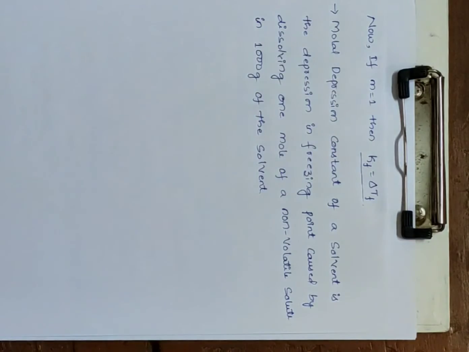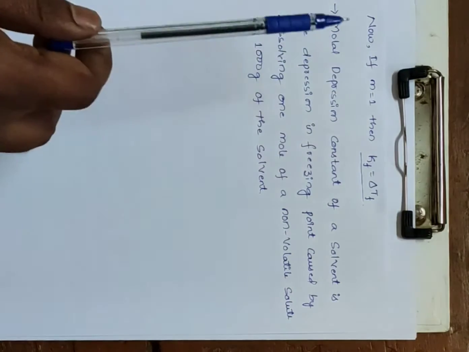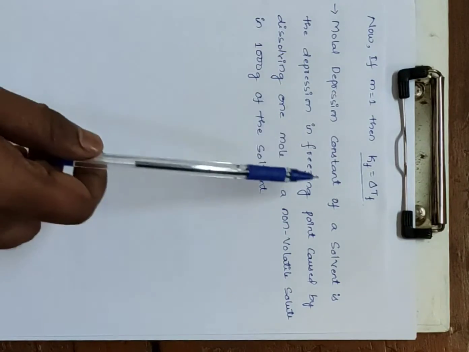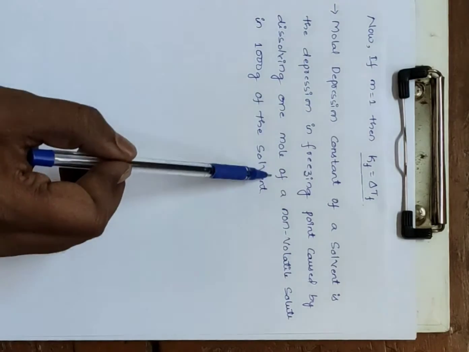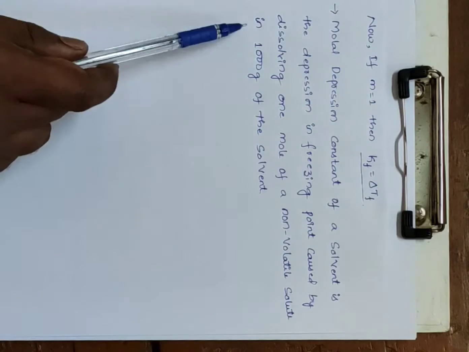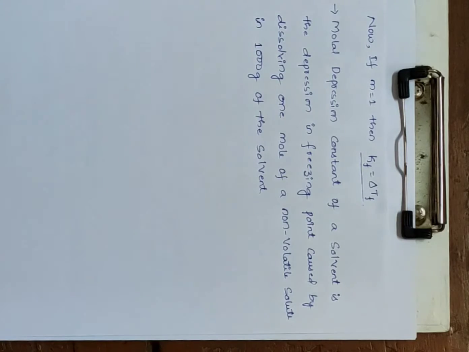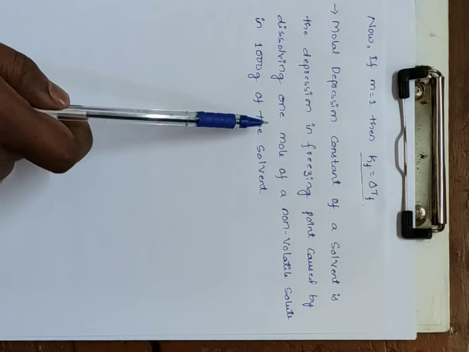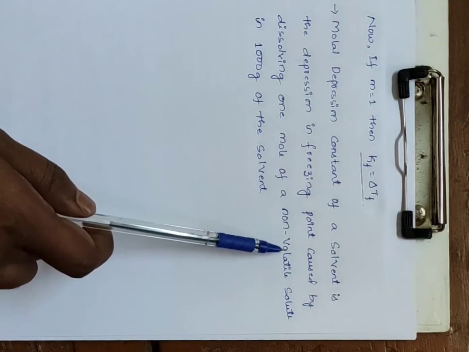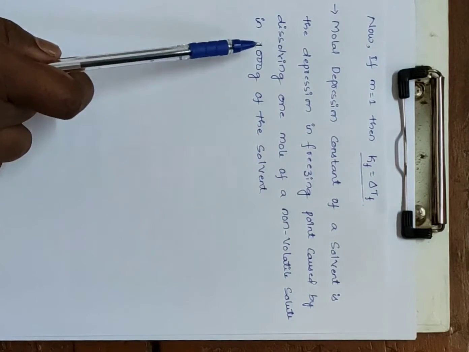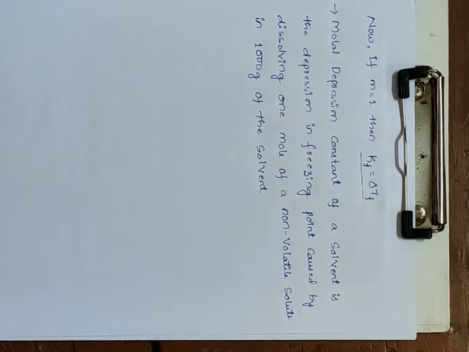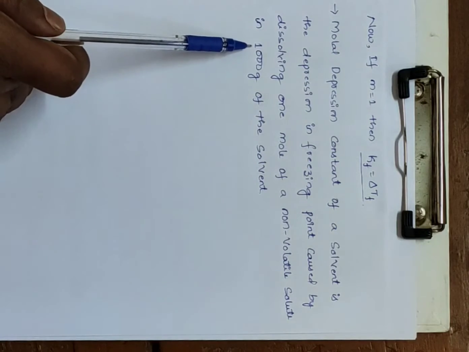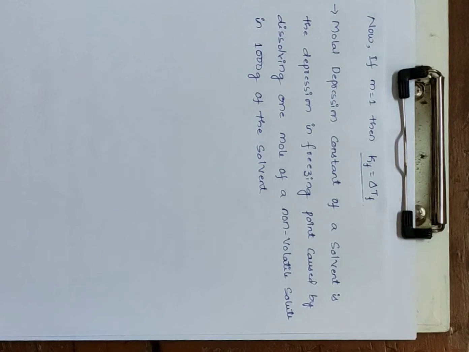The molal depression constant of a solvent is the depression in freezing point caused by dissolving 1 mole of non-volatile solute in 1000 gram of the solvent. So here we have dissolved 1 mole of non-volatile solute in 1 kg of the solvent. So that is why it is called the molal constant. 1 kg is nothing but 1000 gram.